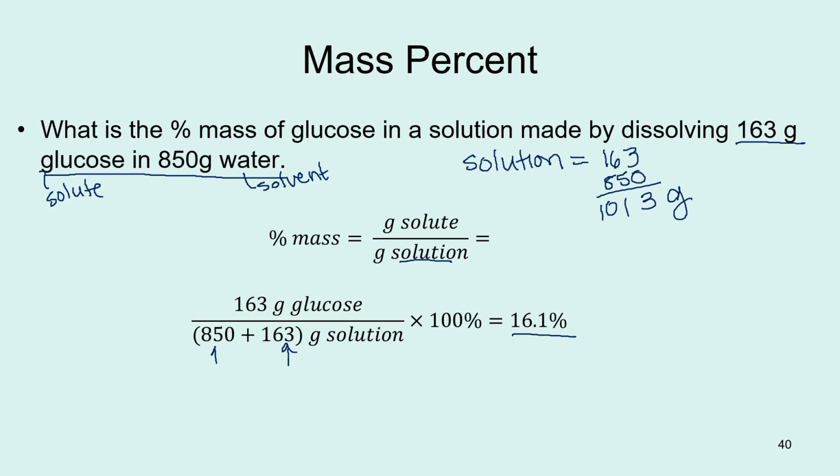And again, like I showed you on the last one, we didn't actually have 100 grams. We had lots of different amounts, but now that we know this percent, we know that if we have 100 grams of solution, it's just a ratio. 16.1 grams is solute for every 100 grams of solution. So just keep that in mind. That's very helpful.